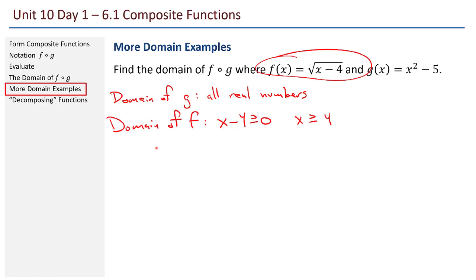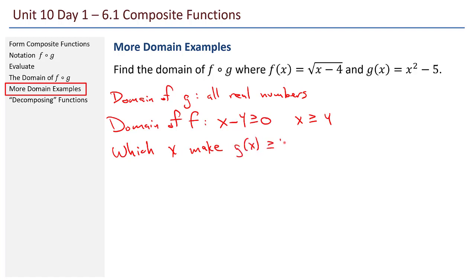In the previous example, I found the x that made my g of x not work. Let's actually take the opposite point of view this time. Which x make g of x actually work, to be good? Which x make g of x greater than or equal to 4? So then this will tell me the domain of the actual composition of the functions. So g of x needs to be greater than or equal to 4, in other words, x squared minus 5 is greater than or equal to 4.